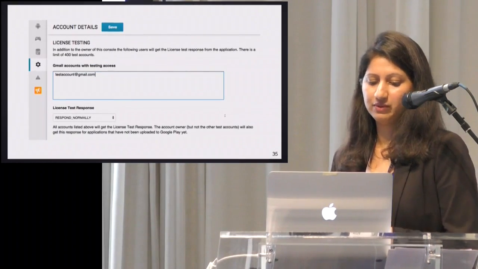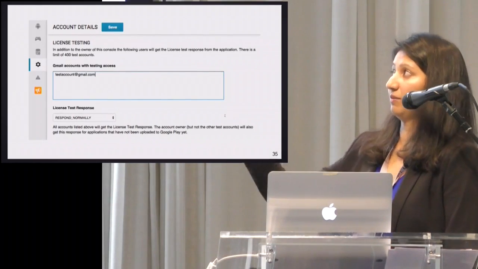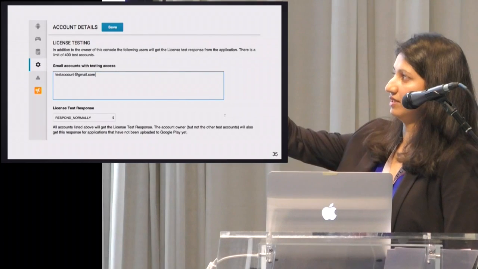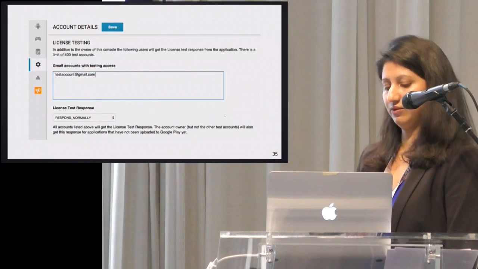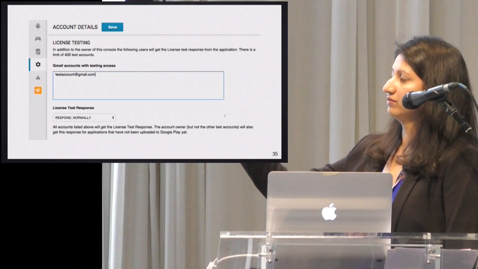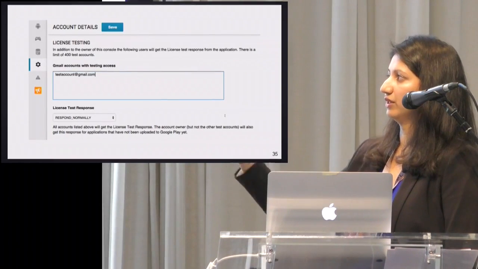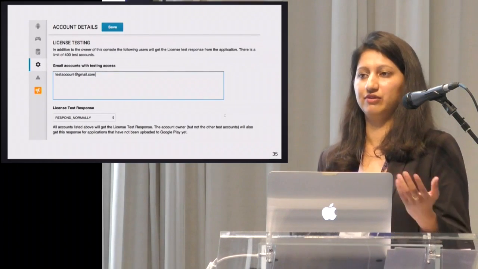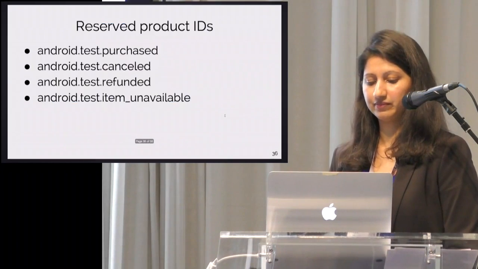Now, this is how you would go about setting up licensed test users. Just go into the Gmail settings and add a Gmail account for that test user, and hit save. You can decide in this drop down whether you want your server to respond normally or if you want it to say server failure or something like that.